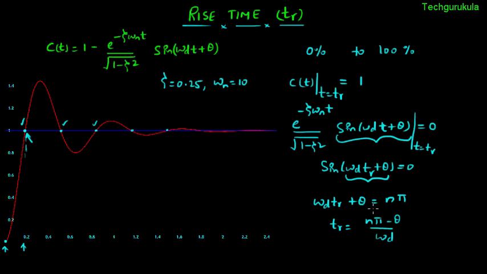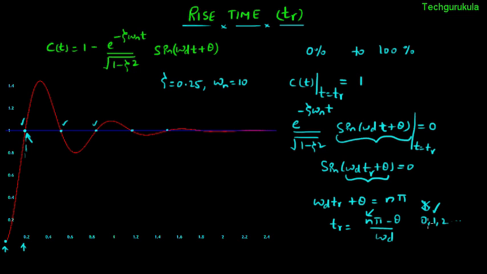But now the question is, what should be n? As we said, n is an integer, so it can take 0, 1, 2 and so on values. So let us see, can it take 0? If you put 0 in this n, we'll have tr, the rise time, equal to minus theta over omega d. Definitely the rise time cannot be negative, so we'll not have n equal to 0. We can see here it took a finite positive time to come to 100% value, so we cannot have 0 as a value, so this is gone.